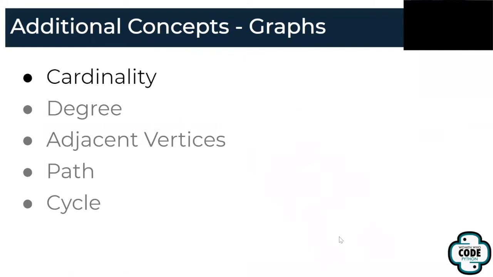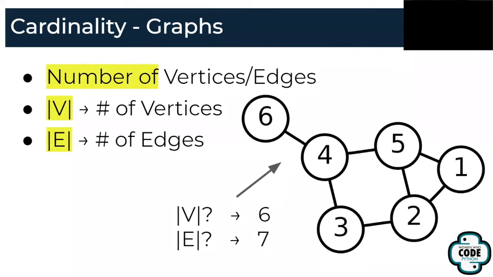So there are additional concepts that are worth visiting. First, we'll look at cardinality. A cardinality in a graph is the number of something. So the cardinality of vertices will be the number of vertices we have in a graph, and similarly, the cardinality of edges will be the number of edges. And cardinality is represented by two bars.